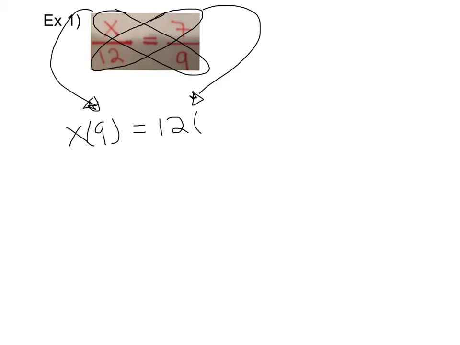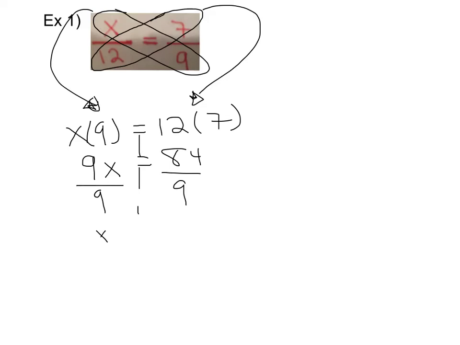You do set your cross products equal to each other to solve. On the left side of our equation, x times 9 is 9x. On the right side of the equation, 12 times 7 is 84. Now we just need to use the inverse operation to solve our equation. Remember, on the left side we have 9x, or 9 times x. We want to use our inverse to solve, so we're going to divide both sides by 9.